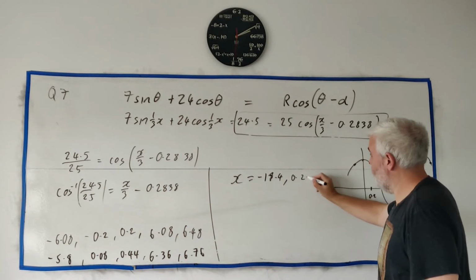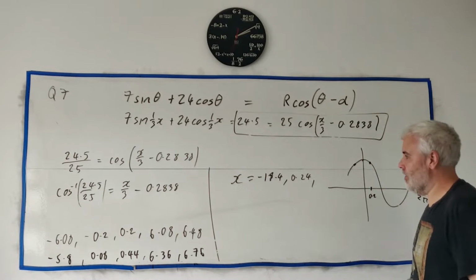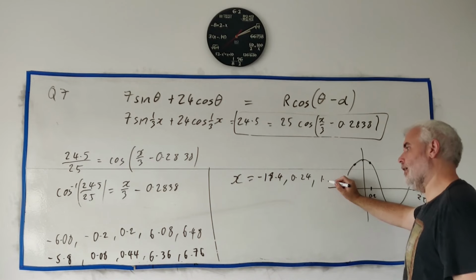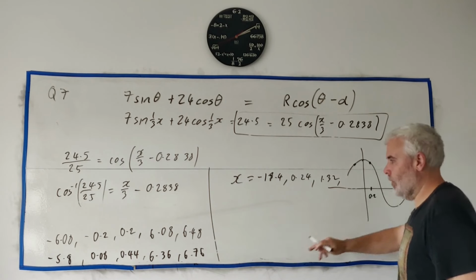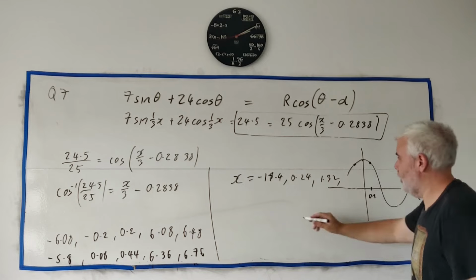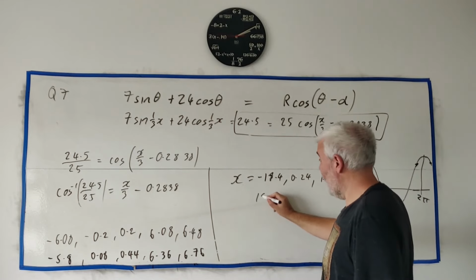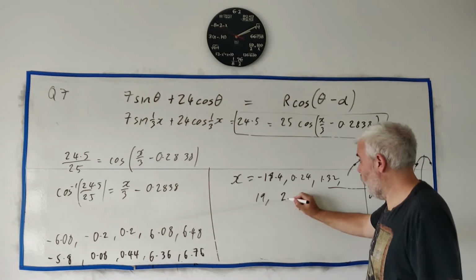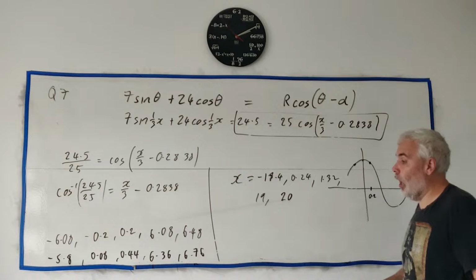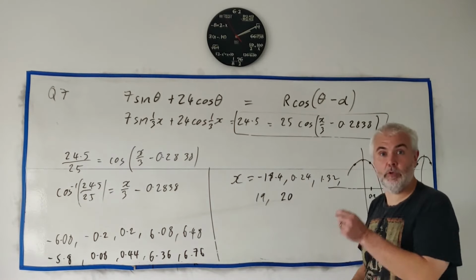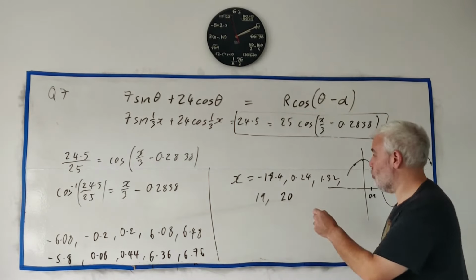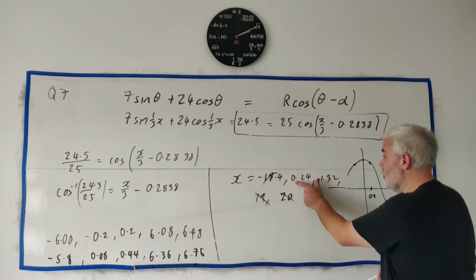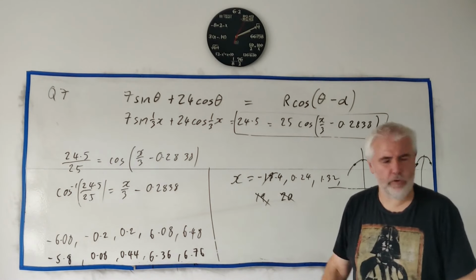This would be about 0.24. That looks fine as an answer. This one multiplied by 3, about 1.32. This one multiplied by 3, that's way outside the range. 18, about 19. This one times 3 is about 20, something like that. The only answers I'm interested in are between 0 and pi, 0 and 3.14. This one's out. This one's out. This one's out. These are the only two answers. I knew that from my drawing earlier.